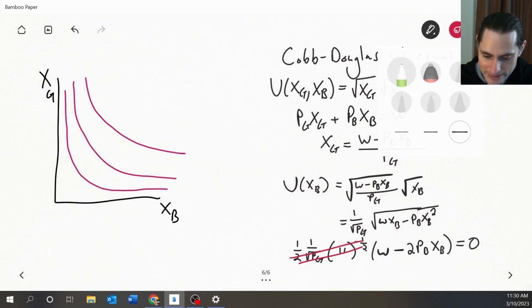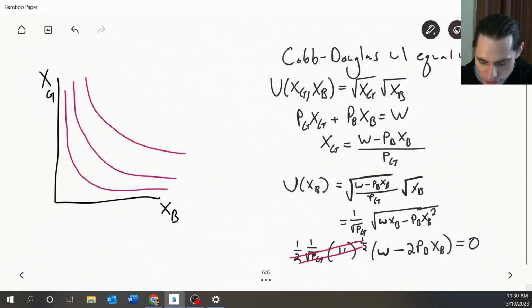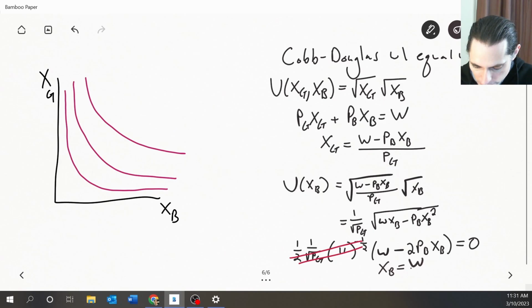And then finally, we can come to the conclusion, which is xb is going to be equal to w divided by 2. In fact, let me just write it this way. pb times xb is equal to w divided by 2.